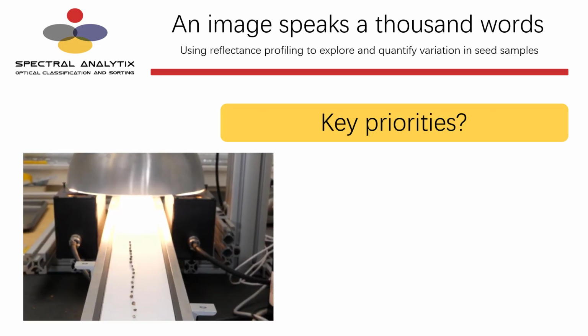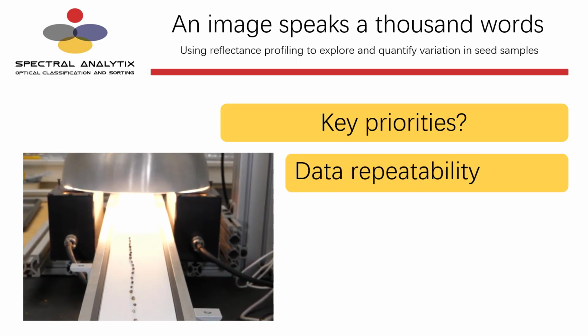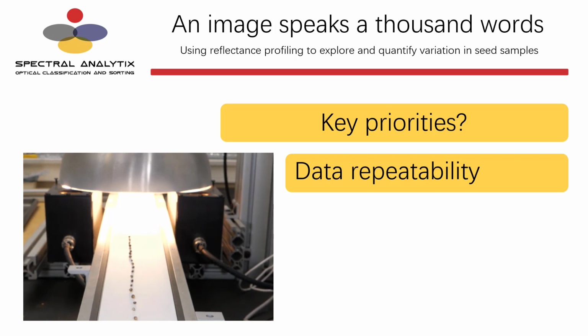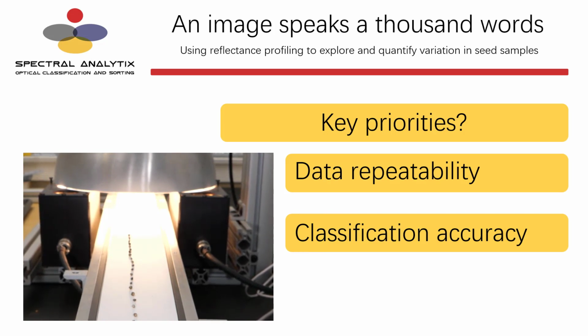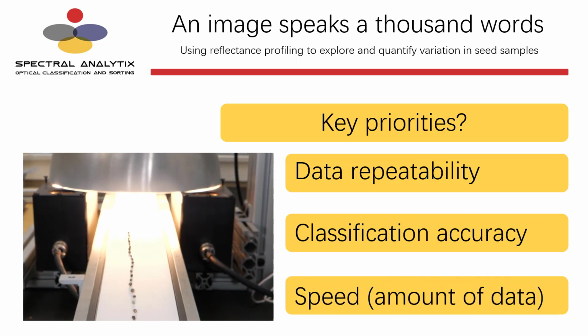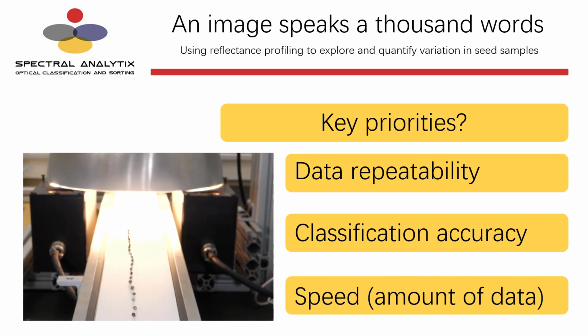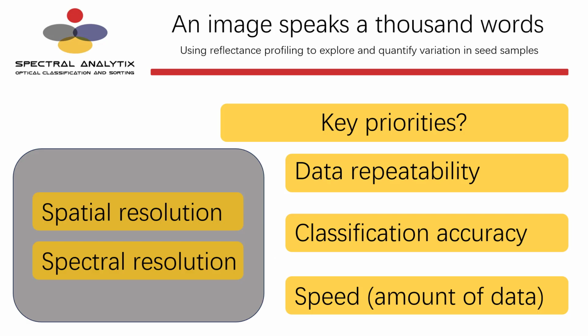In different applications of advanced imaging technologies, there are several key priorities to consider. We have to make sure that the data is repeatable, and that has to do with lighting conditions. We have to make sure that the classification accuracy is high, that our classification algorithm has a high level of robustness and sensitivity, and in some applications we may also need the system to perform at a high speed and therefore be able to process large amounts of data. All of those priorities are linked to the spatial resolution and the spectral resolution of our data. And in this video, we are particularly interested in showing the importance of spectral resolution.